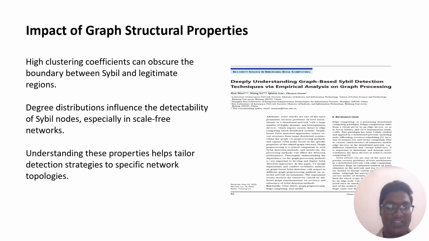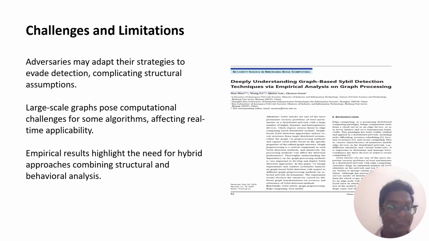Degree distributions influence detectability of Sybil nodes, especially in scale-free networks. And understanding these properties helps tailor detection strategies to specific network topologies. This is the impact of structural properties. And next, challenges and limitations.